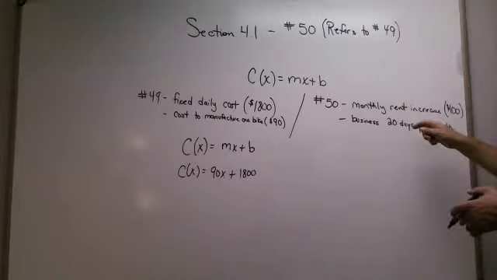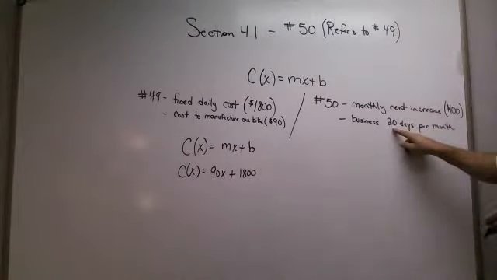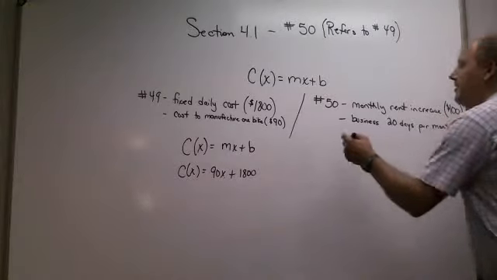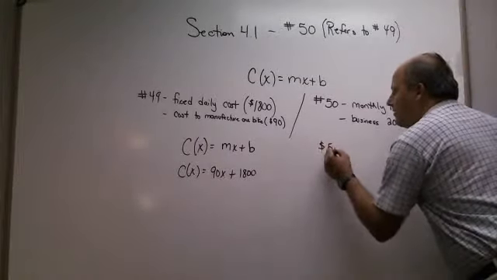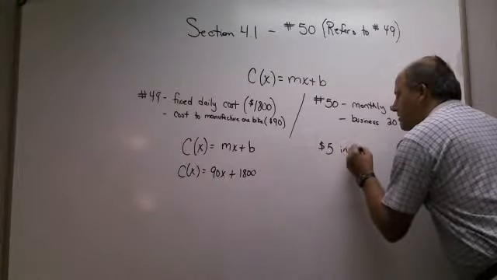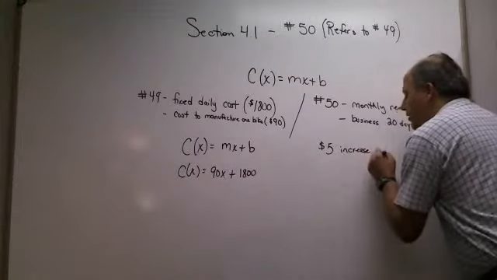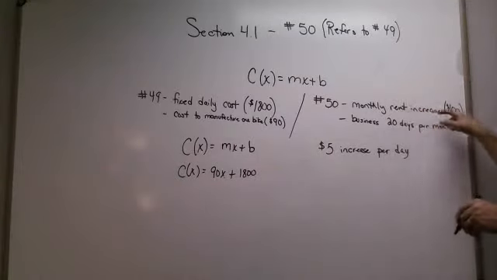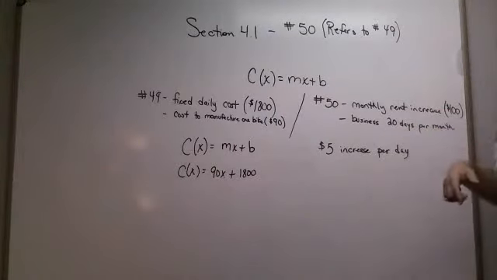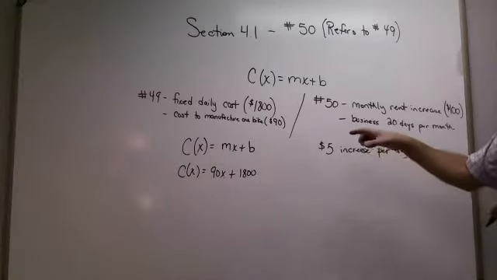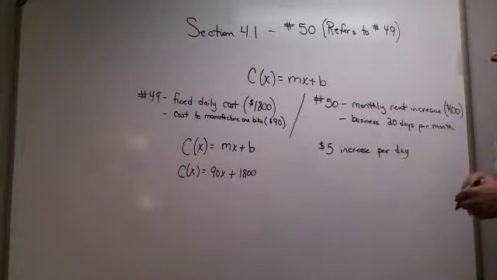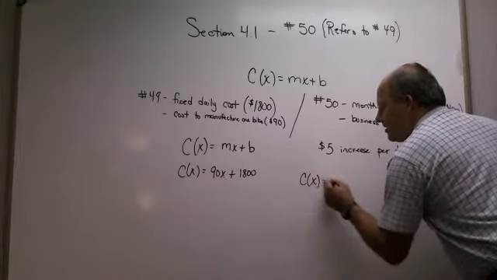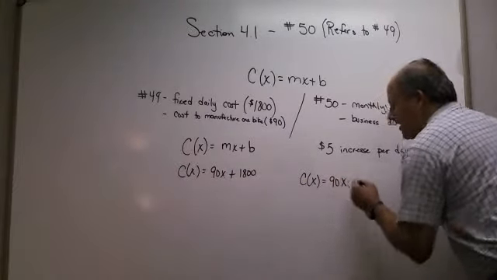If you are in business for 20 days and you have a $100 rent increase, there's going to be basically a $5 increase per day. How do you know that? Because it's $100 divided among 20 business days, so it's $5 a day. So the formula is just tweaked a little bit on number 50. I believe it still said that the bicycle costs 90 bucks, so it's 90x.